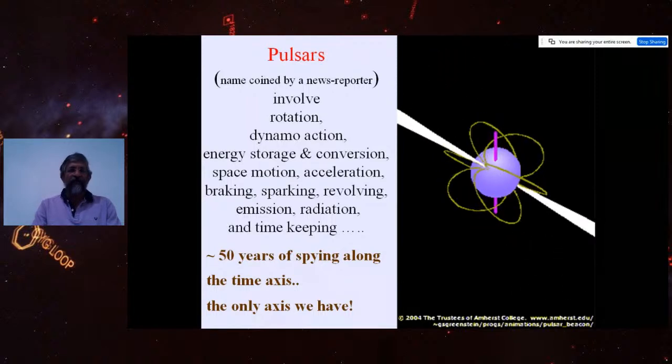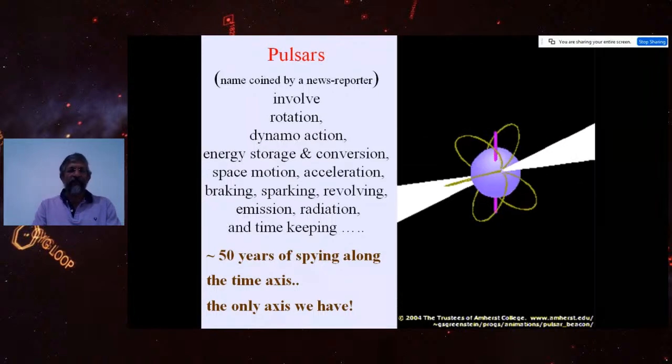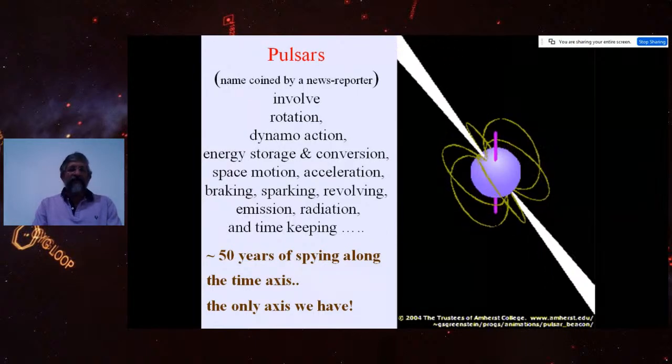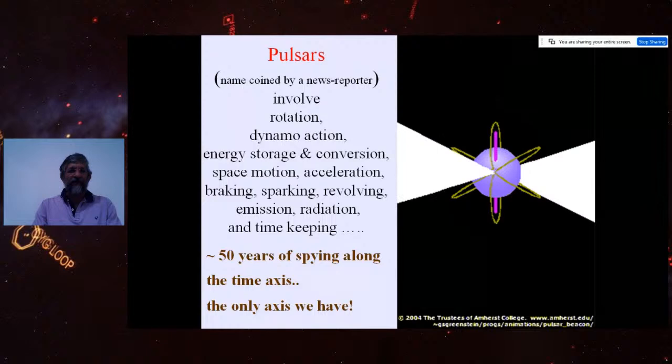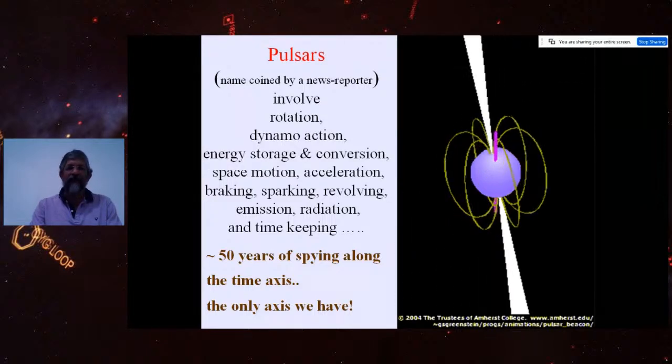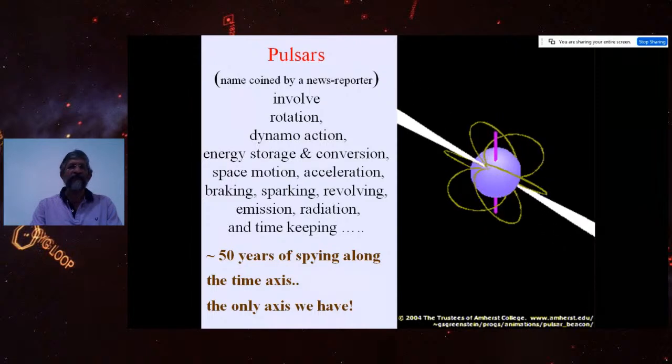Now, we have been spying on these objects for the last more than 50 years, and the primary axis along which we can spy on these is only the time axis. And that's the only essential information we have from these objects.